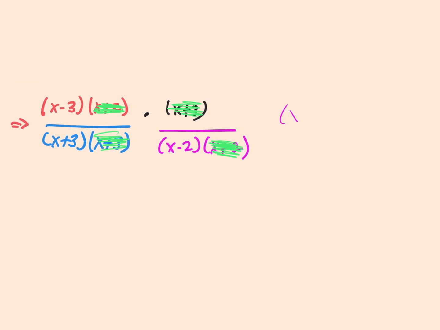X minus 3 in the numerator, x minus 3 over x plus 3 and x minus 2. Perfect. Good job, you.